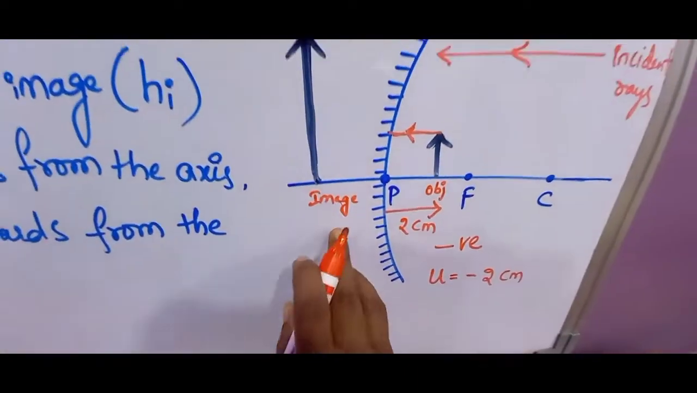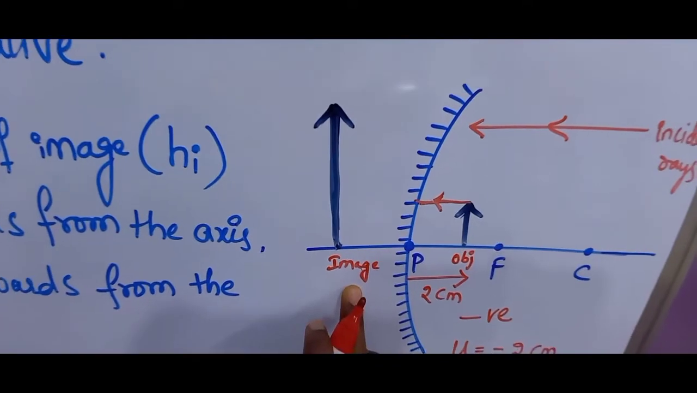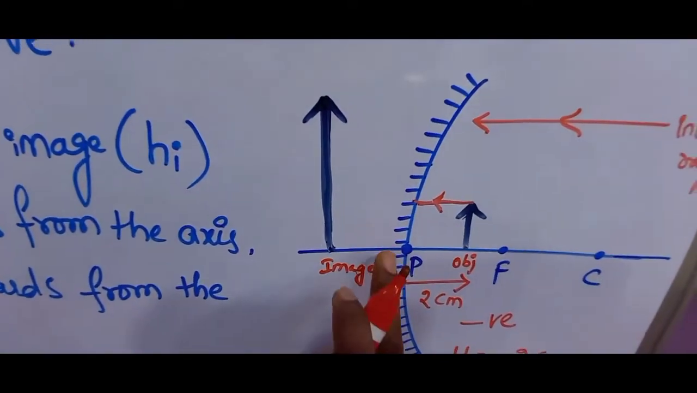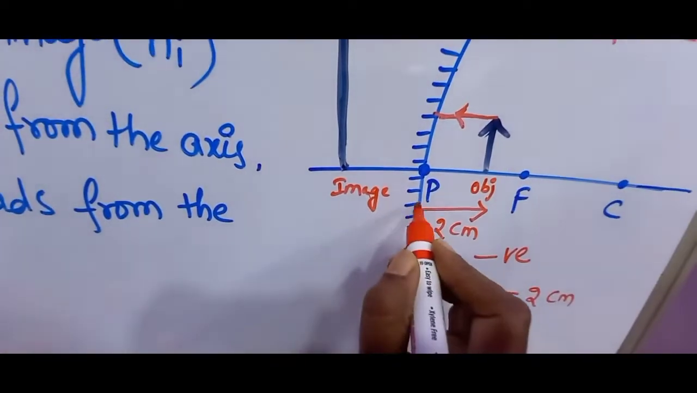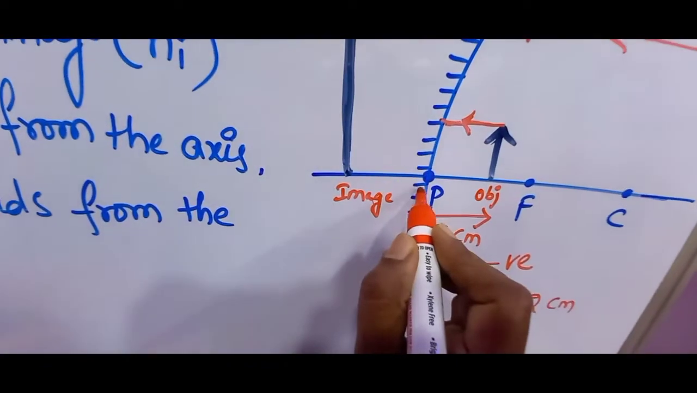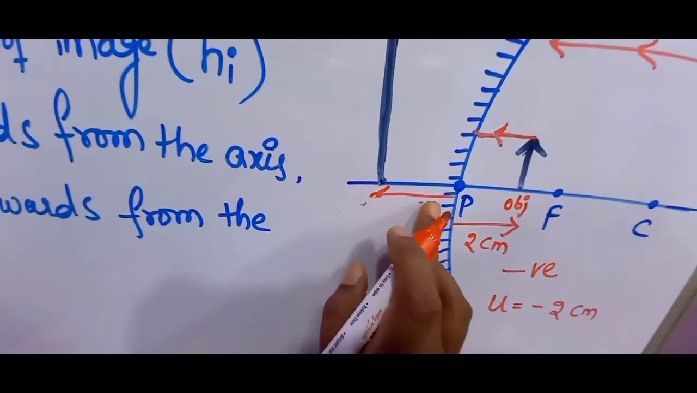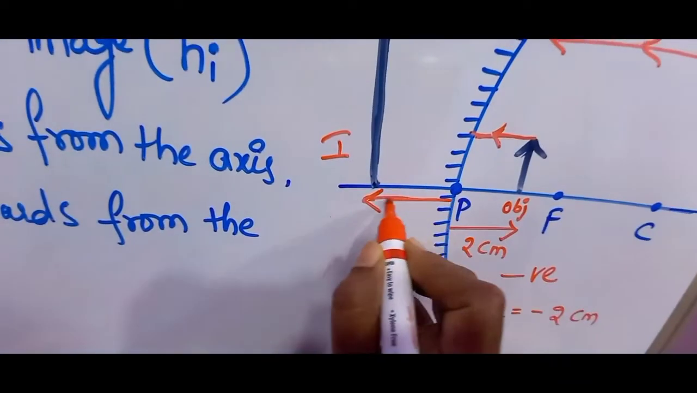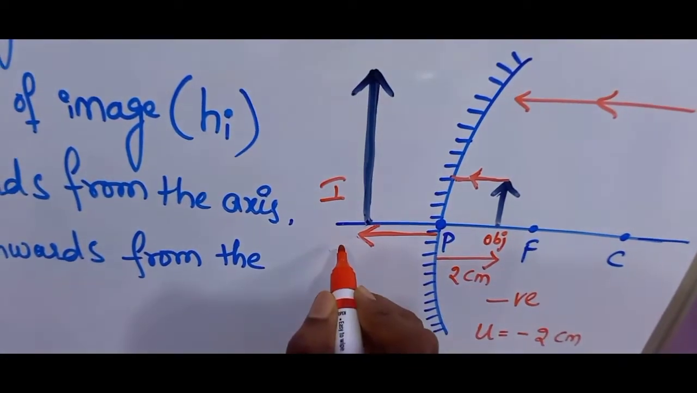Now go for the image distance. How do we measure the image distance? In rule 1 we have already studied that any distance should be measured from the pole only. So here is the pole, here is the image. From the pole to the image we have to measure. This is the pole and this is the image. In this direction we have to measure. From the pole towards the image we are measuring in this direction. This is our direction of measuring.